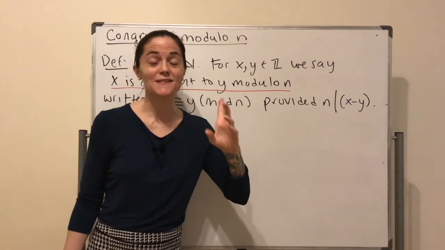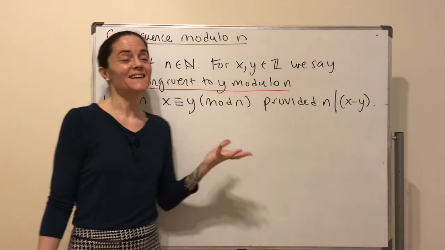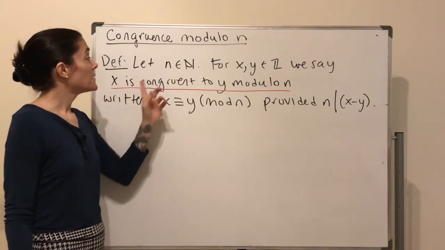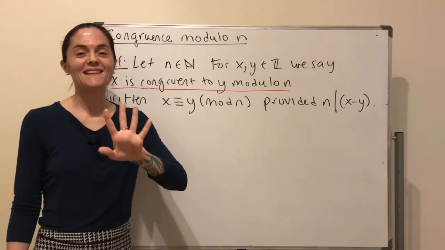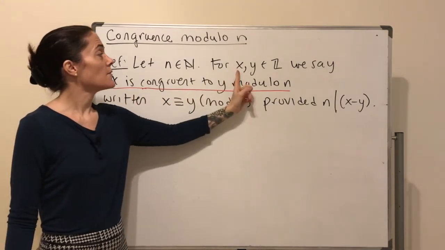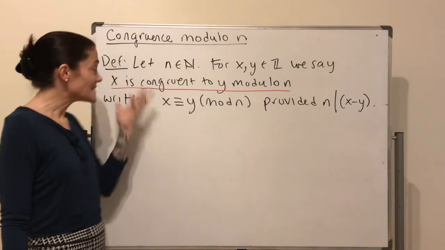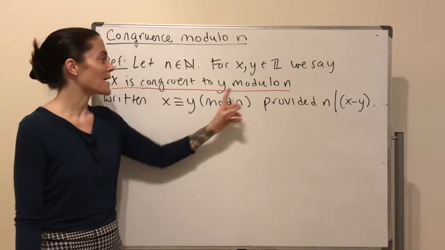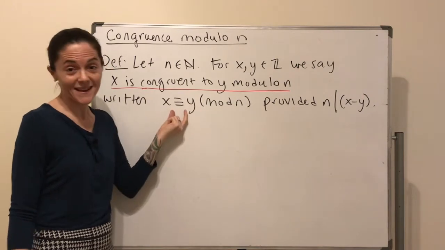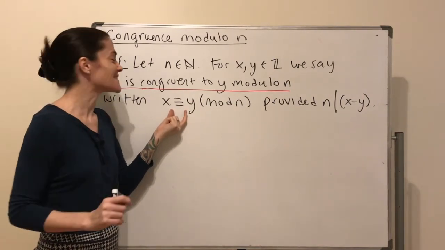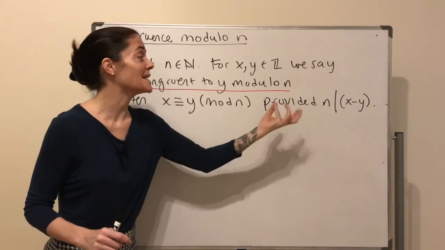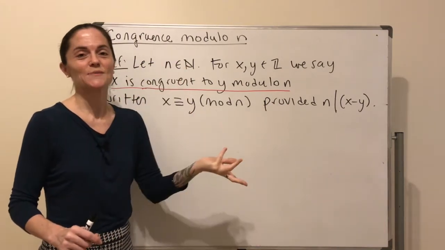Today we discuss congruence modulo n, and here we begin with a definition. For natural numbers n, this means integer bigger than or equal to 1, and then x, y, and z. We say x is congruent to y modulo n, and this is written like this. There's 3 bars in this equal sign. X is congruent to y mod n, provided that n divides x minus y.